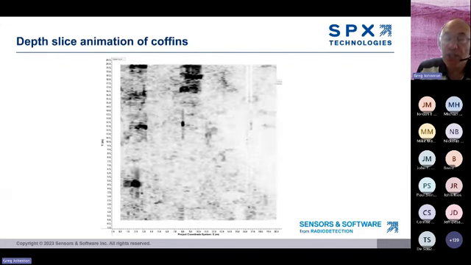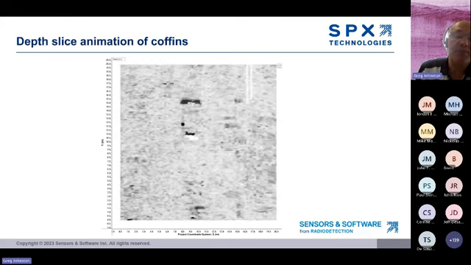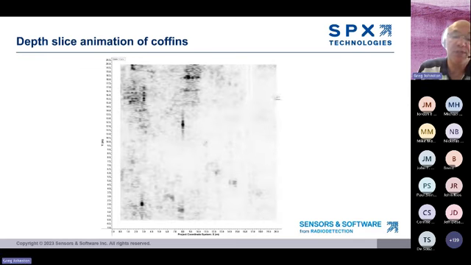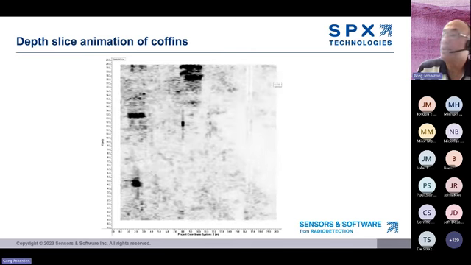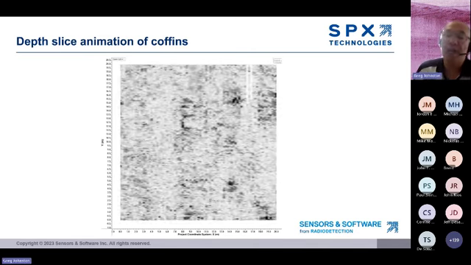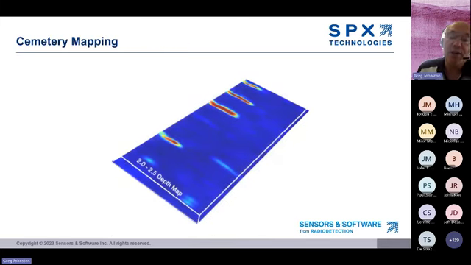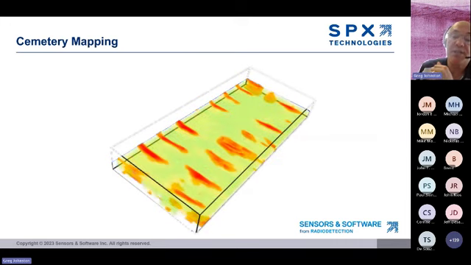Here's a depth slice animation of a 20 meter by 20 meter area showing coffins at different depths. You can see them appear and disappear, some of the shallower ones versus deeper ones. Depth slicing is a very powerful way of looking at the data. We can also look at data in 3D. So here's a grid of GPR data collected at a cemetery showing coffins or the burials in a 3D display.